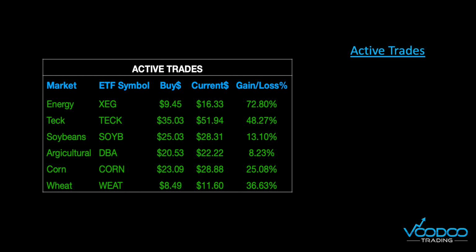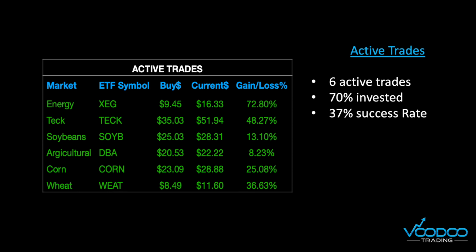Okay, let's take a quick look at our active trades. After getting out of the US dollar trade, we now have 6 active trades. We're currently about 70% invested, primarily in energy, material, and agricultural ETFs. Our trading strategy currently has a 37% success rate this year, which is close to our 40% target. As of the end of April, our trading strategy has a 15% year-to-date return.